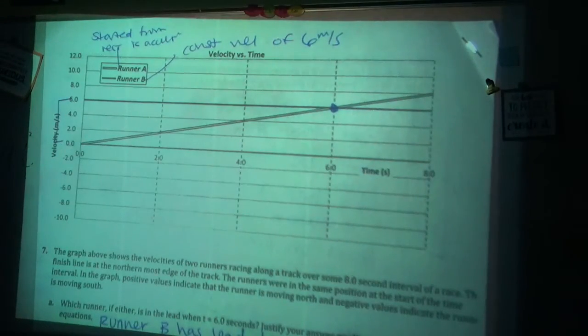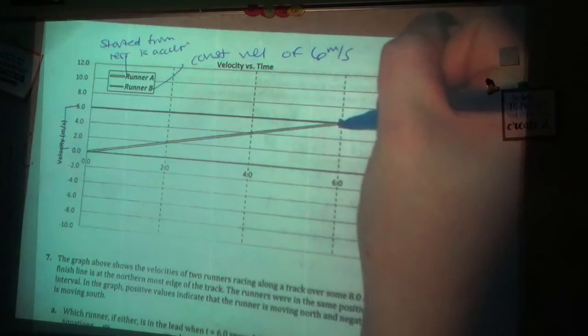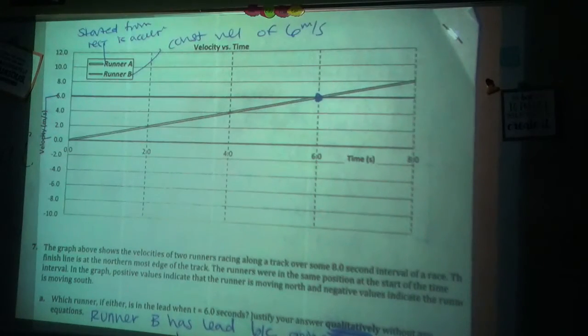Part A is asking which one is in the lead at 6 seconds. So I looked at 6 seconds. And it's asking us to answer this qualitatively. So I don't want to have any numbers, no equations. It's got to be words. It's got to be conceptually who is in the lead and why.